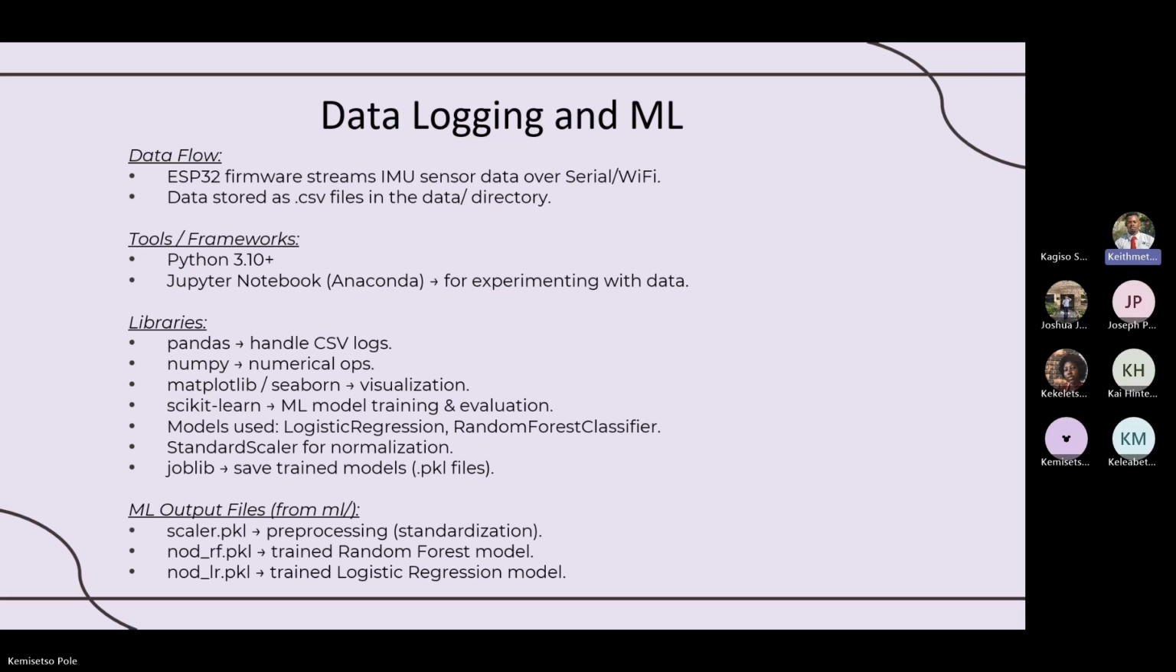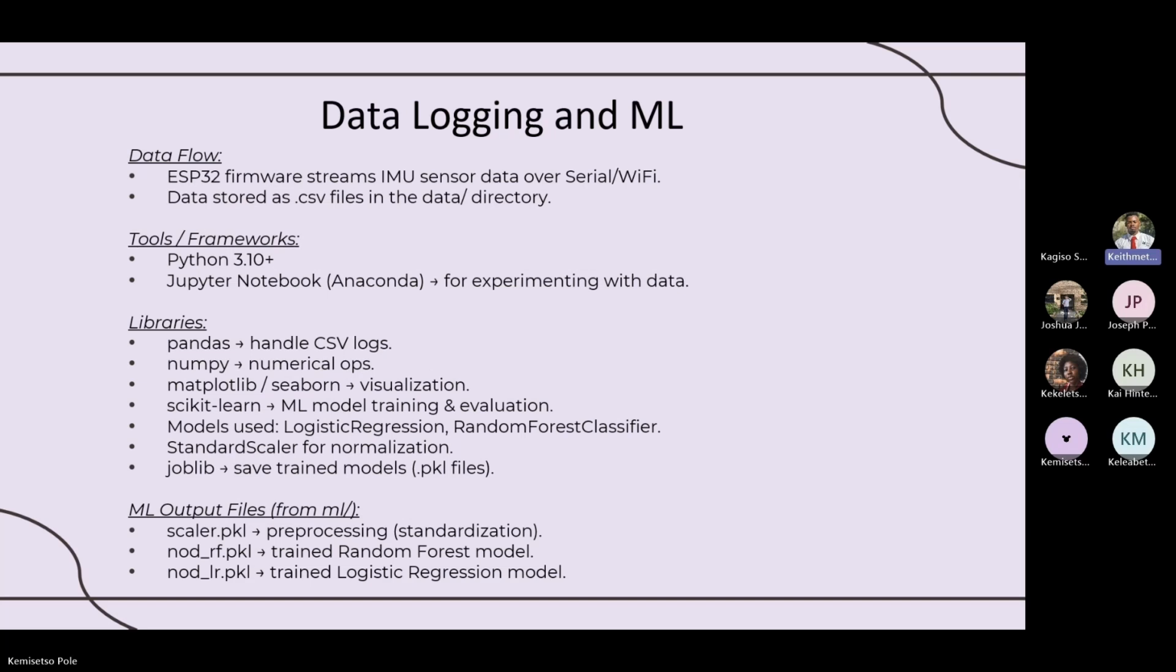logging and machine learning. So for the purpose of the data flow, our ESP32 basically streams the IMU sensor data over serial or Wi-Fi, and it stores our files as CSV in our directories. And then for the frameworks and tools, we used Python 3.10 and others, since we used multiple laptops. And then we also made use of the Jupyter Notebook, Anaconda, for experimenting with data.